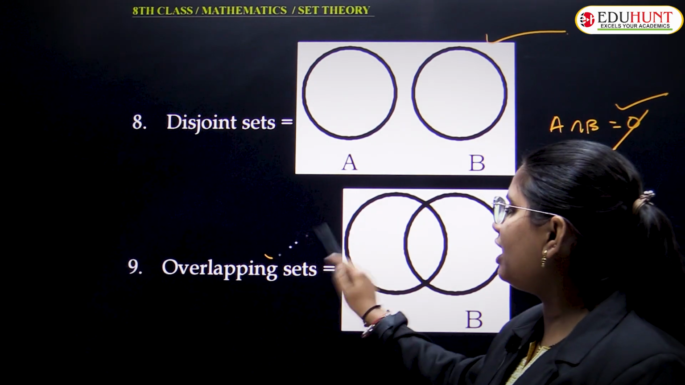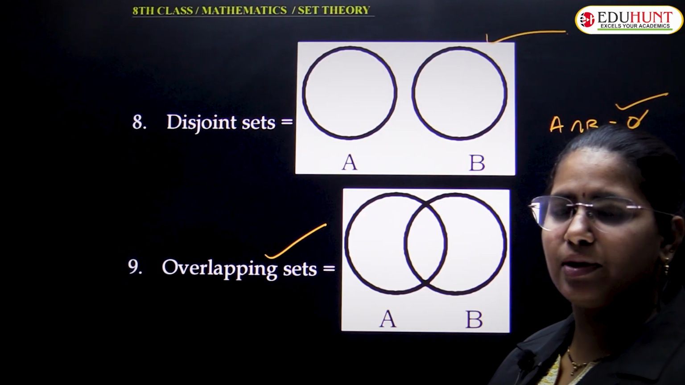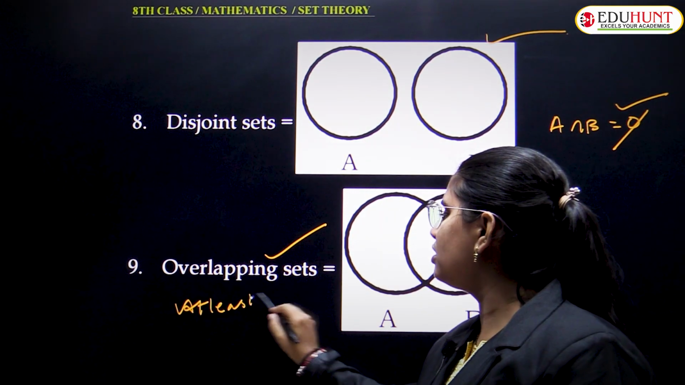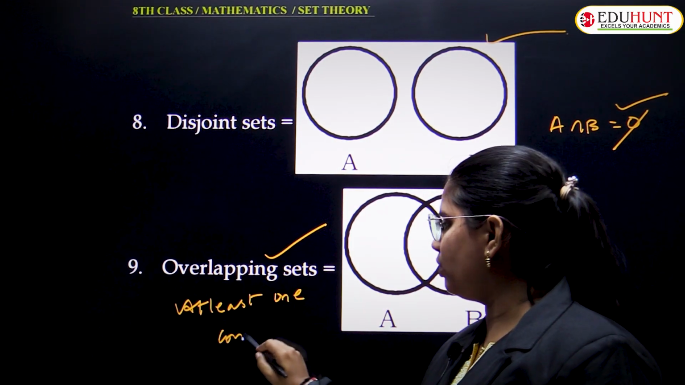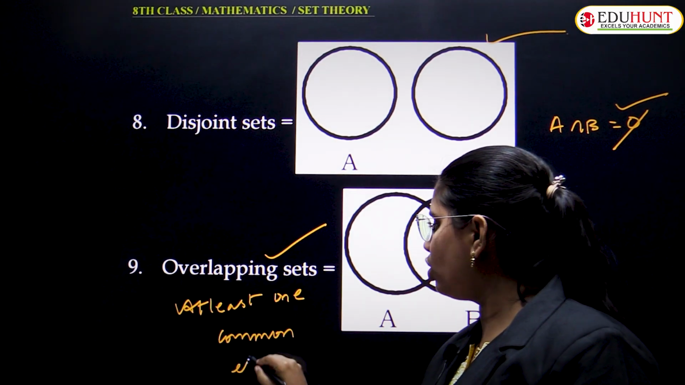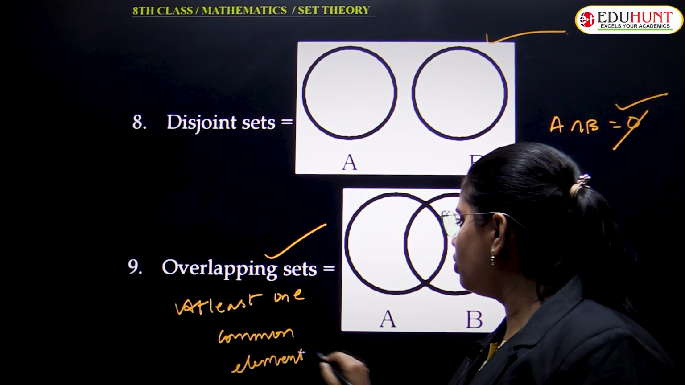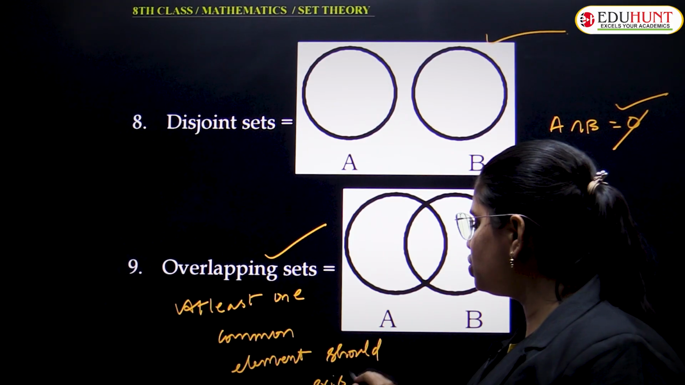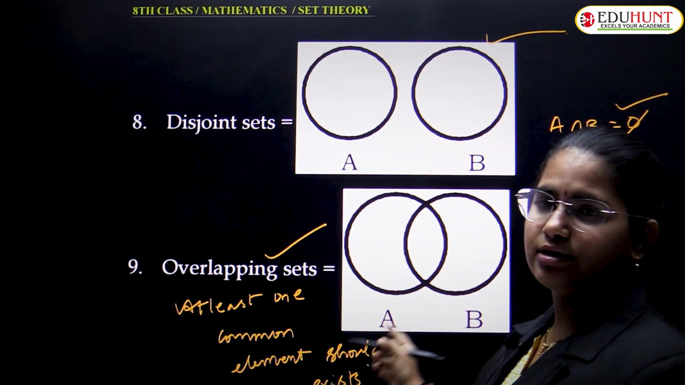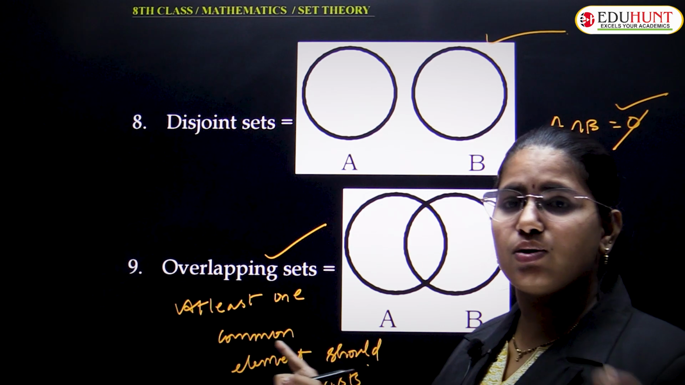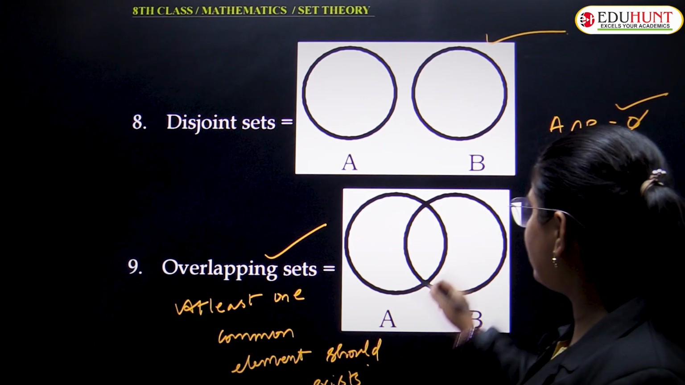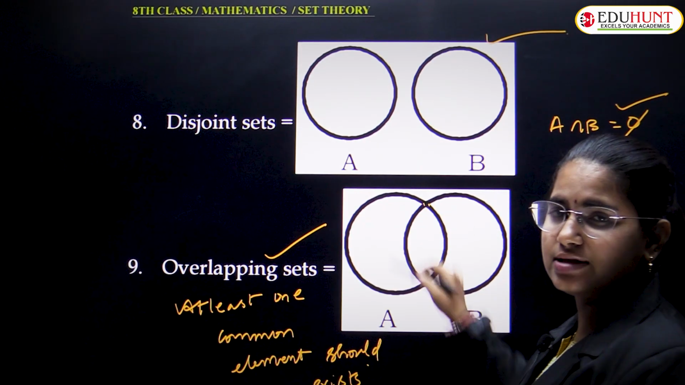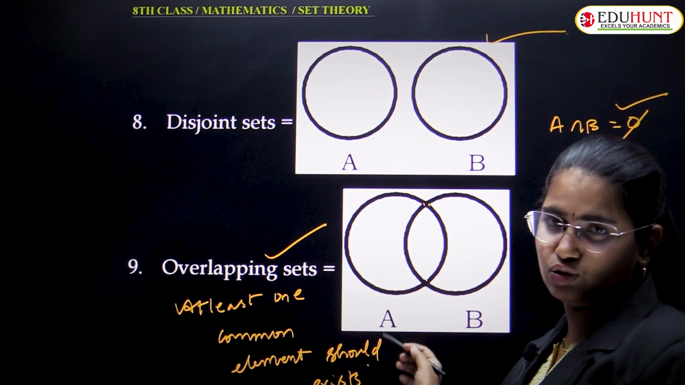Alright, next overlapping sets. Just tell me what overlapping sets are. If you find at least one common element, at least one common element should exist, correct? So these are also nothing but intersecting sets. That is the reason I found at least one common element. I just represented the diagram in the form of the intersection of these two sets, right?